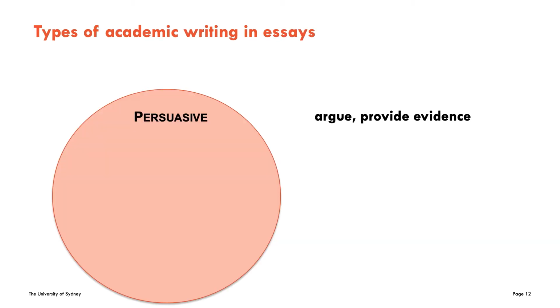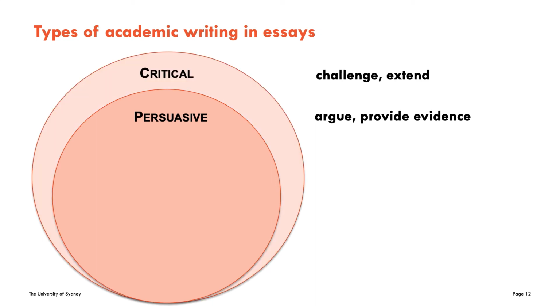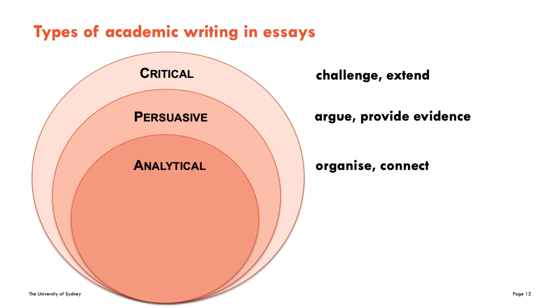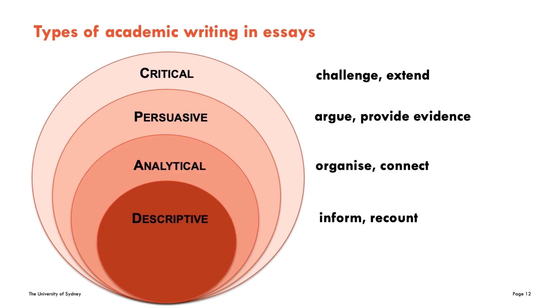In this module, we have moved beyond persuasive writing in which you develop a one-sided argument and use sources to back up this argument, to a more critical and multi-sided way of arguing. It is important to keep in mind that critical writing is also persuasive, and persuasive writing itself is built on an analysis of ideas that in turn relies on descriptive information.